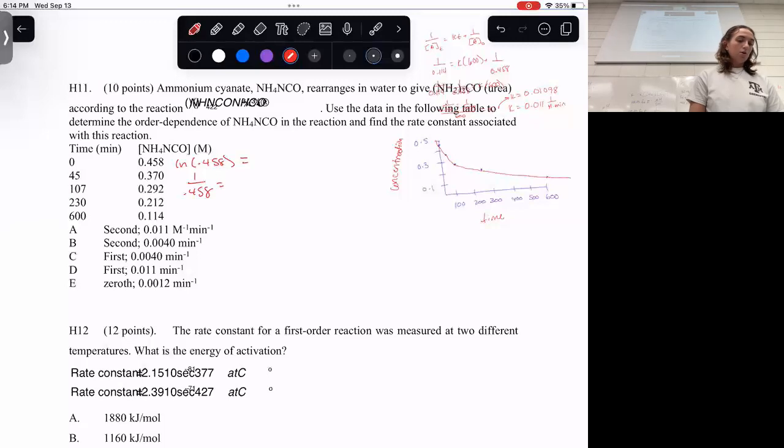So your y-axis will always be concentration. You would have to do it for all of them, all time points, starting with the initial and going to that 600. All right, so you would come up with an XY column of time and concentration, time and ln concentration, and time and 1/concentration.